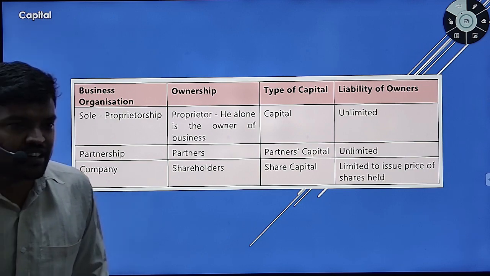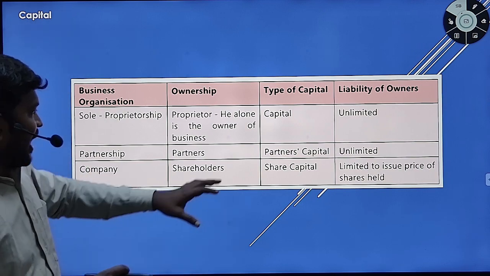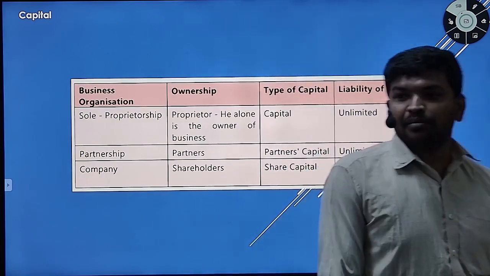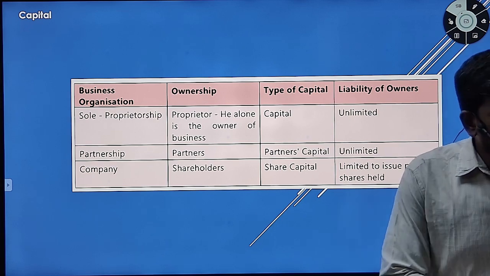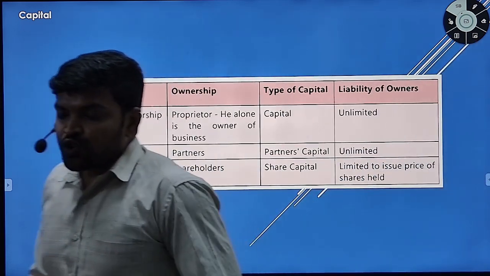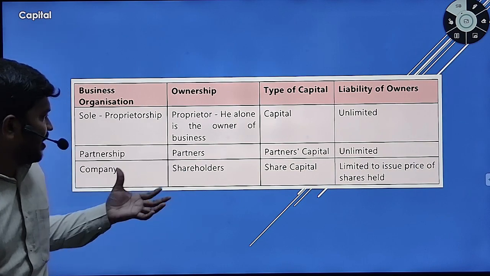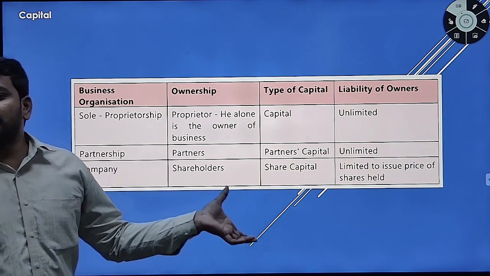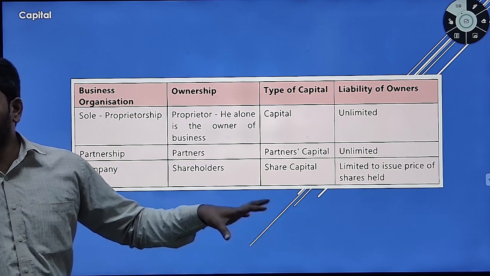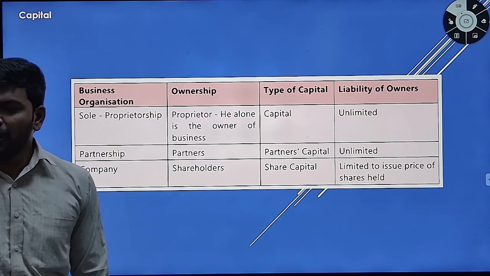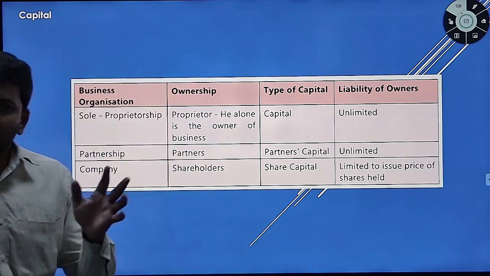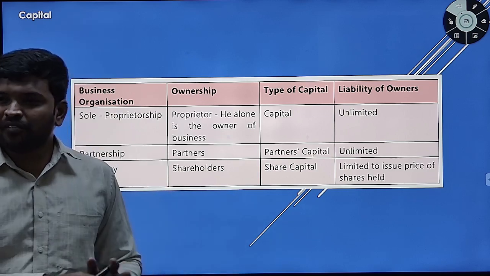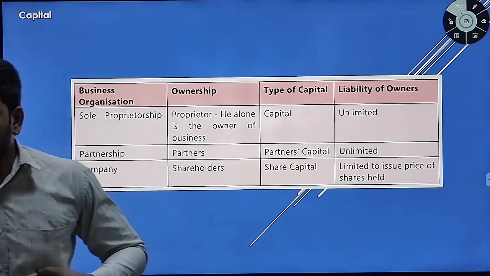Understood the difference of this liability, unlimited liability and limited liability? Clear with the examples? So basically this is the main reason for forming this company form of business organization. People are misusing this also. People are misusing this company form of organization because their personal assets are not attached.